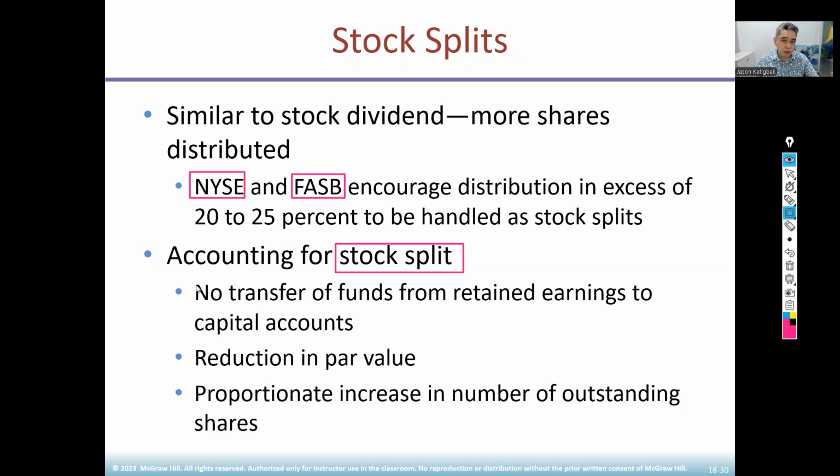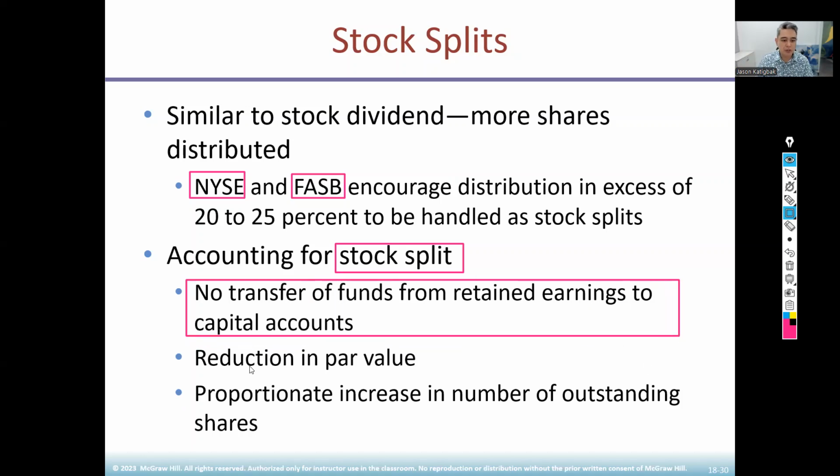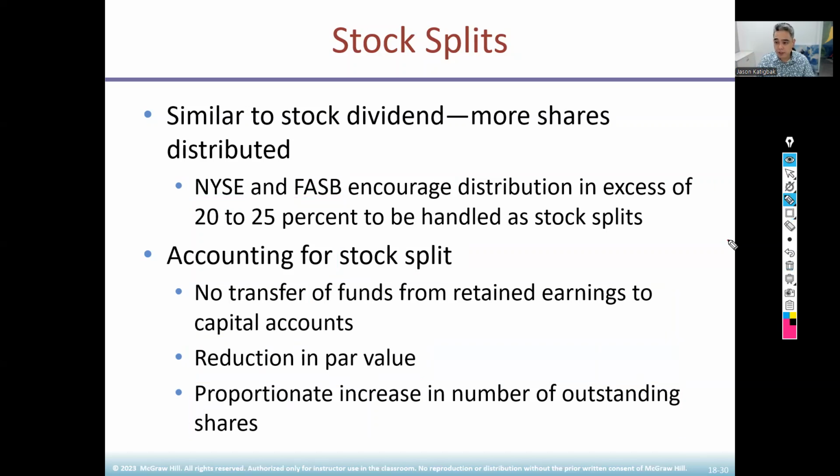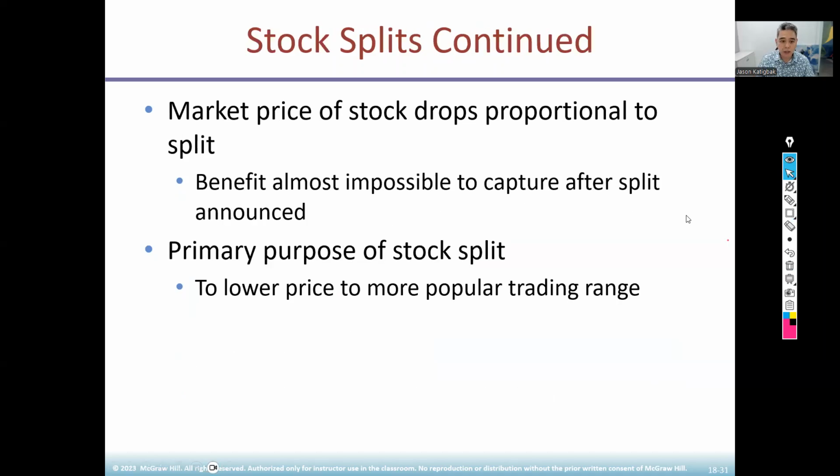In the stock dividend that we discussed a while ago, there is a transfer, a movement or reallocation, from retained earnings. But on a stock split, there is no transfer of funds from retained earnings to the capital accounts. Instead, there will be a reduction in the par value. In the stock dividend, there's none. In the stock split, there will be. And there will be a proportionate increase in the number of outstanding shares.